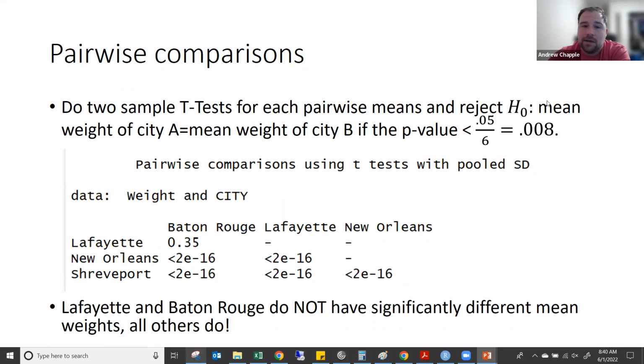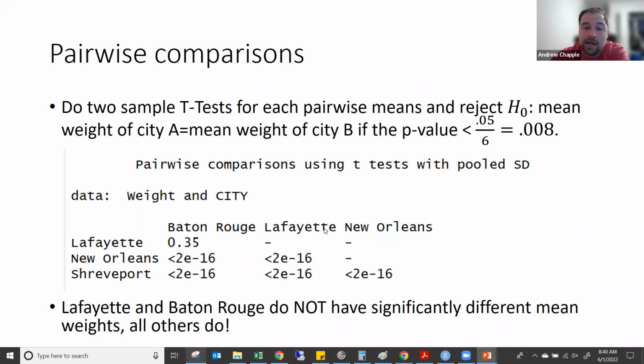So I can do this. I can use pairwise comparisons with t-tests here. My p-value threshold for the Bonferroni is 0.05 divided by 6. That's 0.008. Where did that 6 come from? Because there are 6 pairwise comparisons I can make.